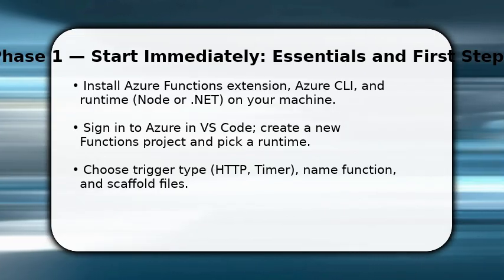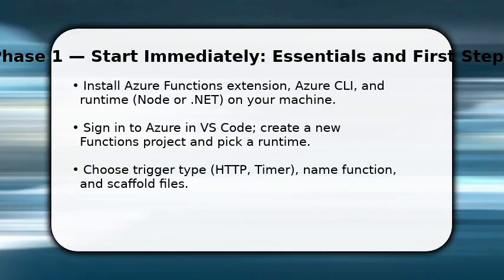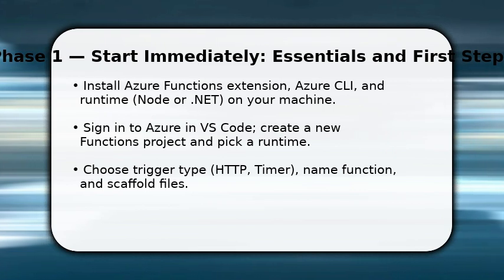This scaffolds host.json and function folders. Then create a function with the trigger you want, for example, HTTP, and give it a clear name. These steps get you from 0 to a runnable project fast.